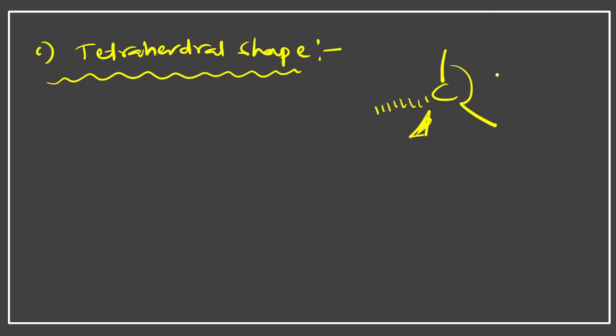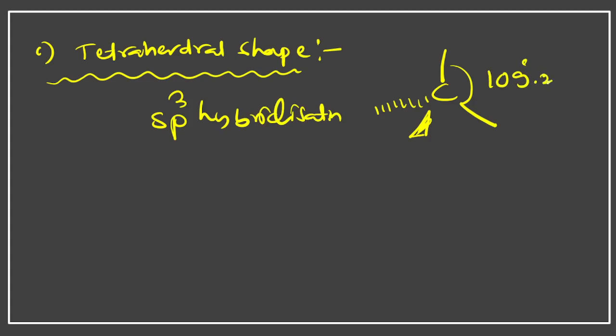Its hybridization is sp3 hybridization. Its bond angle is 109 degrees 28 minutes. This is about tetrahedral shape. Have a look at the next character. The next character is catenation.